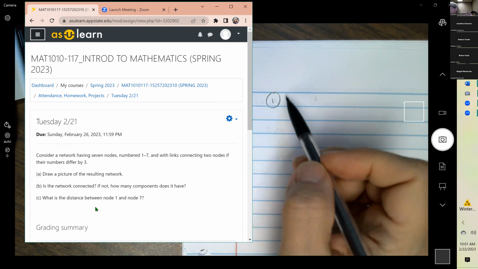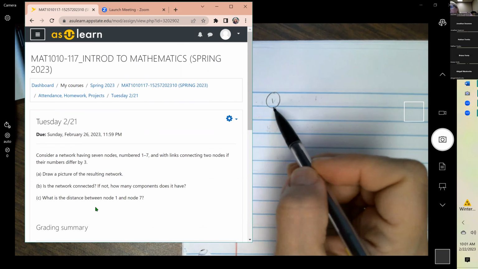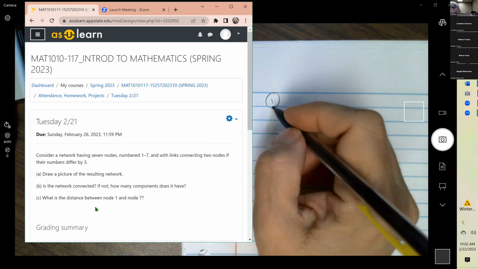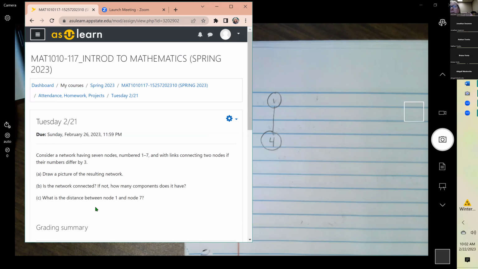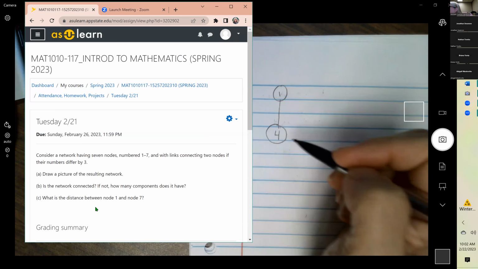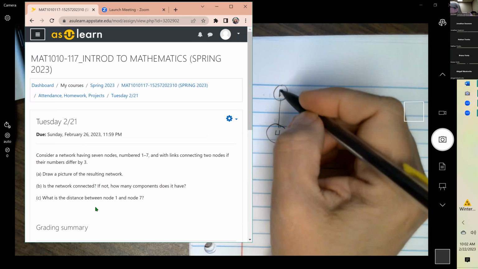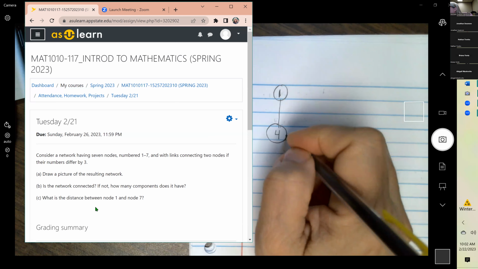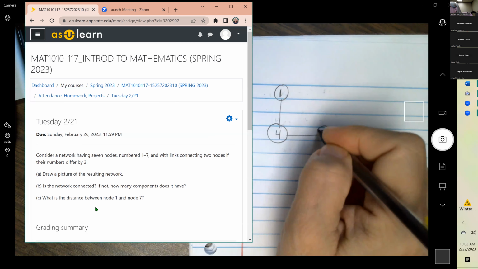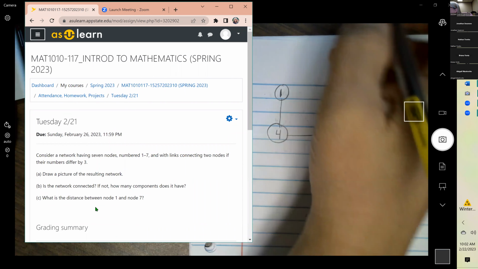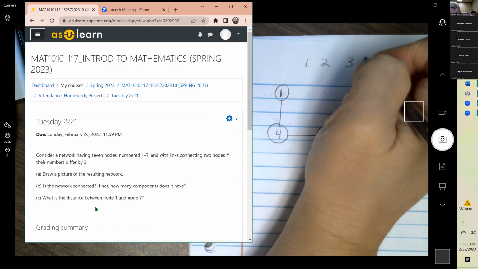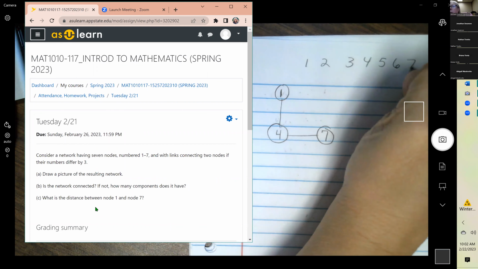then you would want to add or subtract 3. Well, subtracting 3 would make a negative value, so there wouldn't be 1 below it. But if we add 3, it can connect to a 4. And then 4 minus 3 is 1, or 4 plus 3 would give us the 7. And we're only using the numbers 1 through 7.